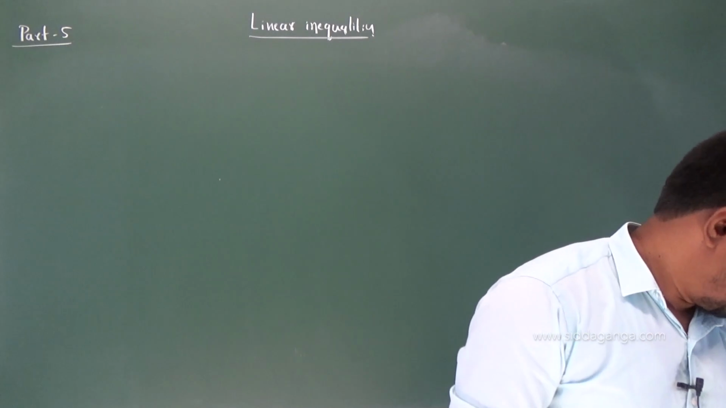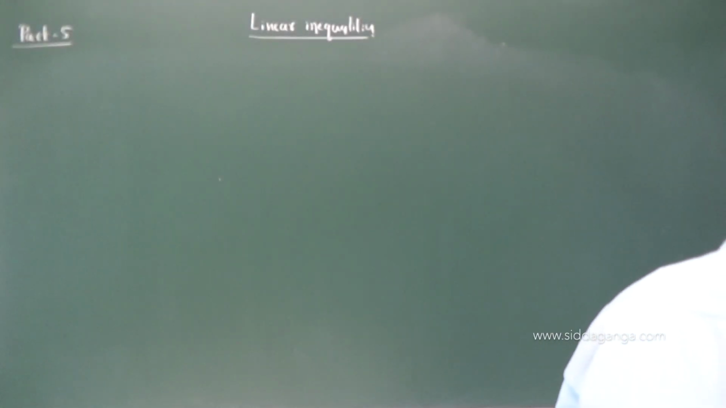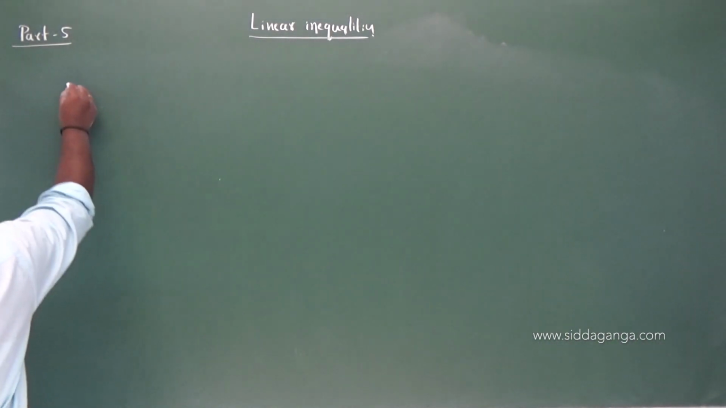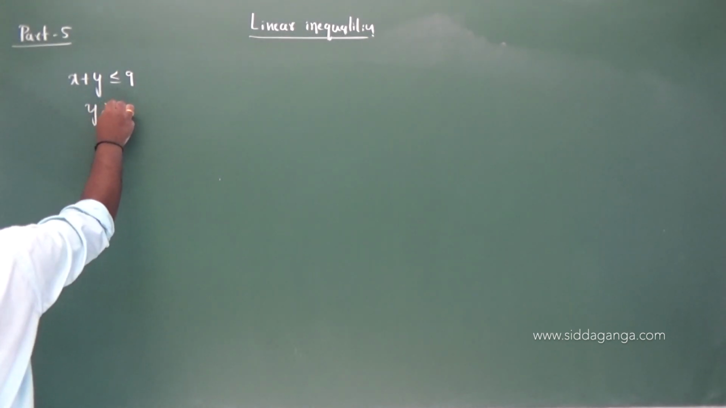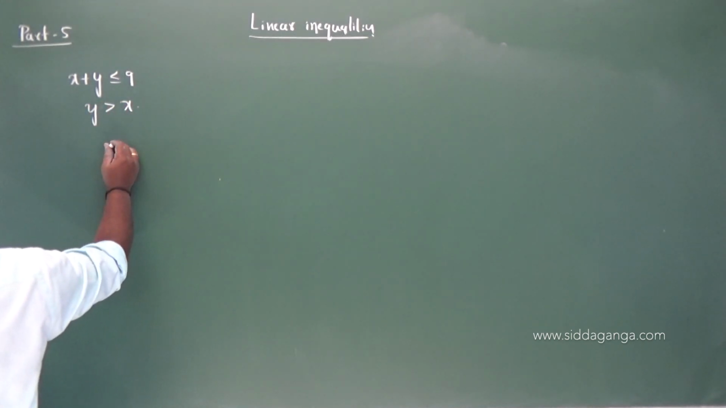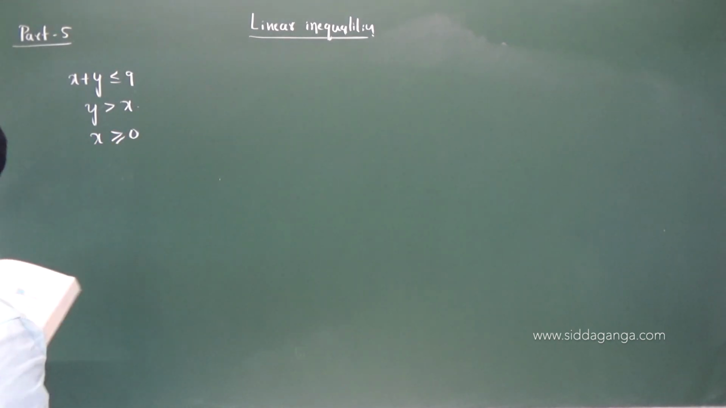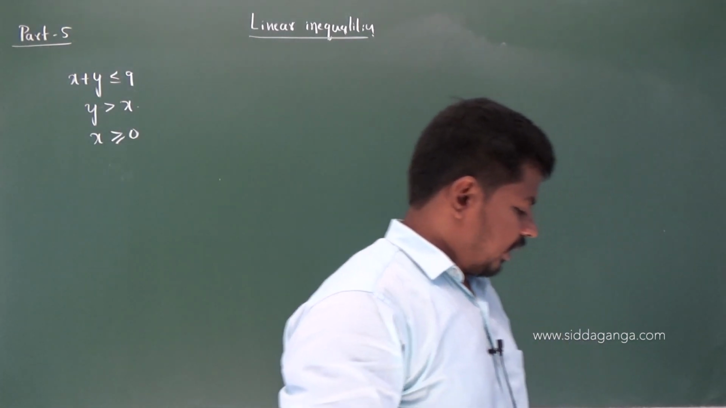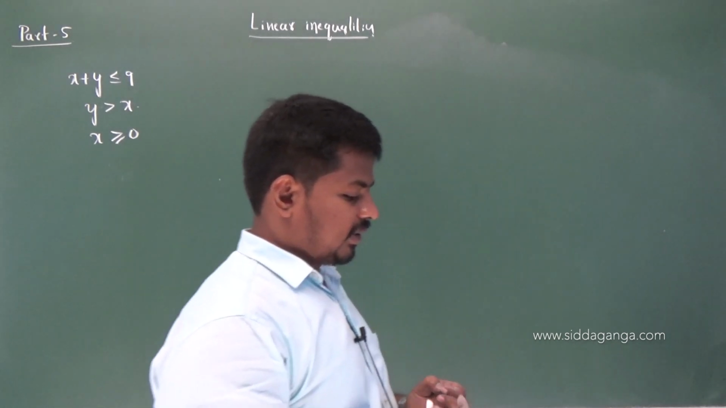Let's move on to question number 8, that is x plus y less than or equal to 9, y is greater than x, and x is greater than or equal to 0.